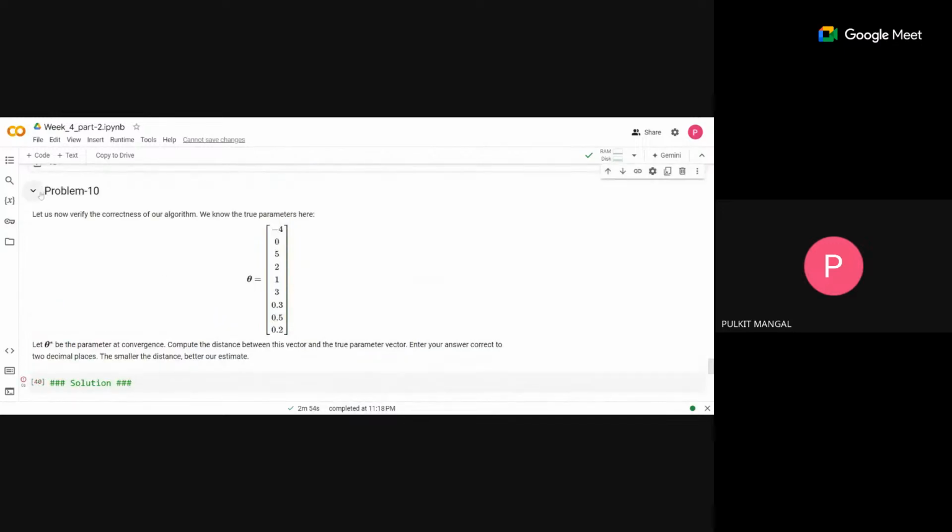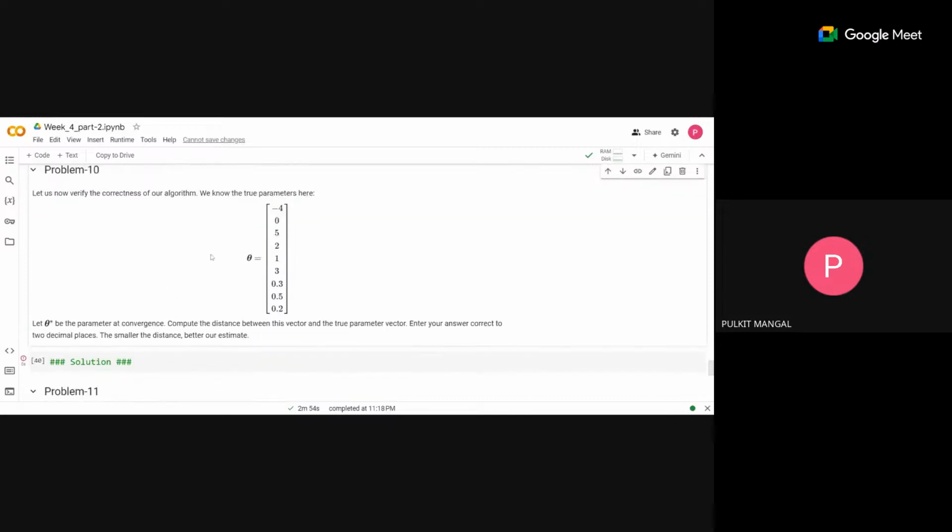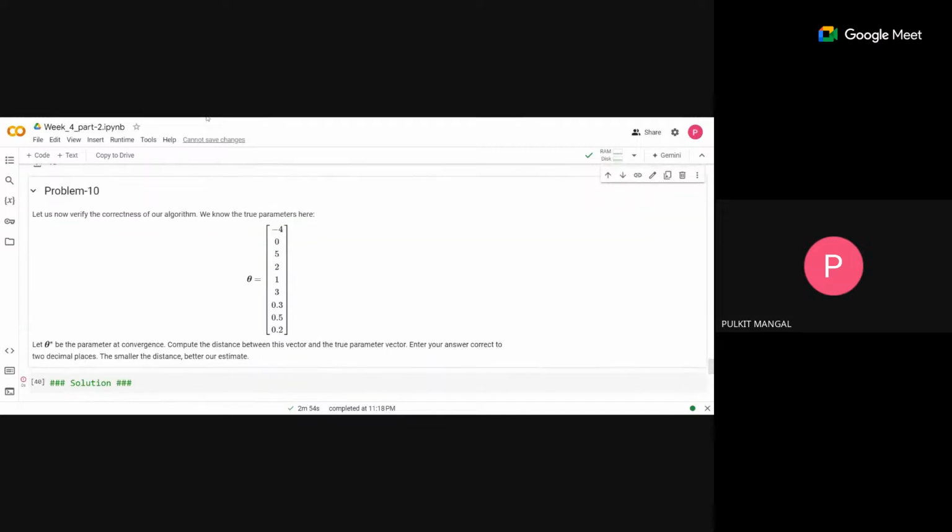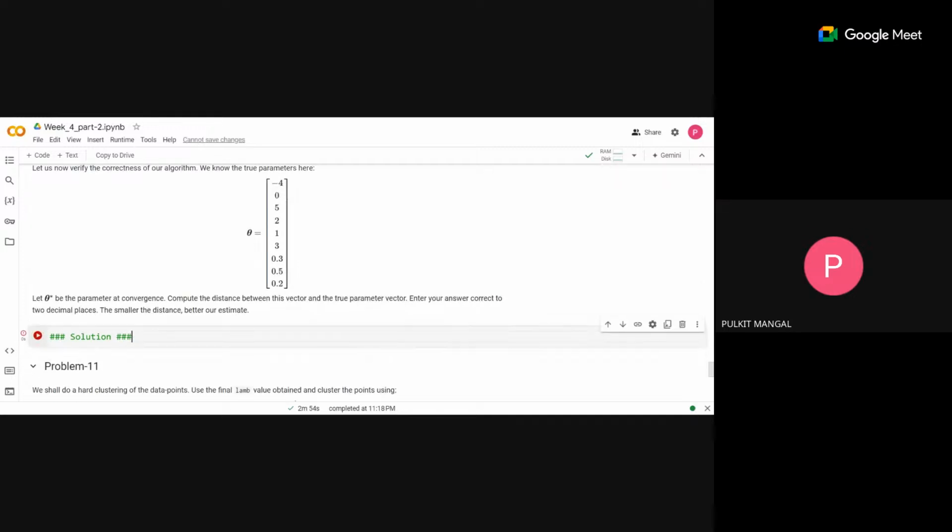Okay, let us now verify the correctness of this algorithm. We know that the true parameters are this, and theta star is the parameter at the convergence, and we need to compute the distance between the original and the one that we got. So let's do this.